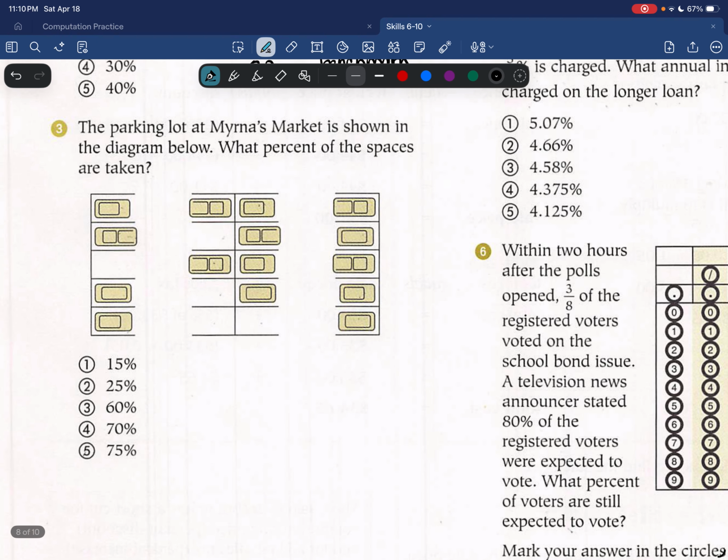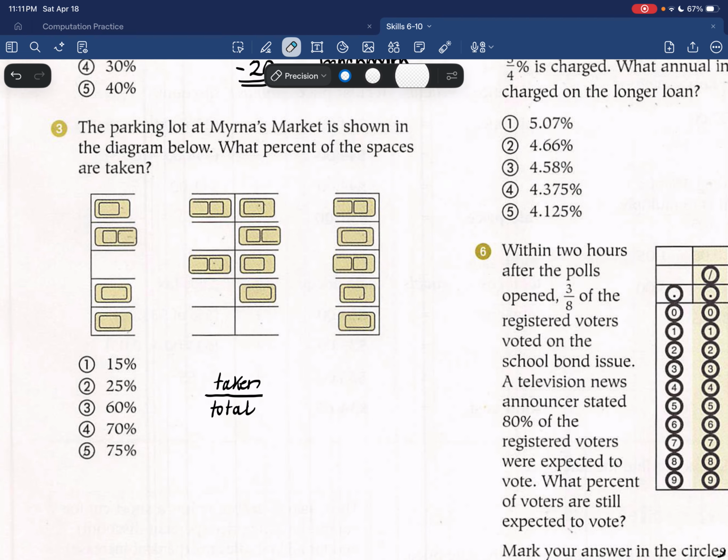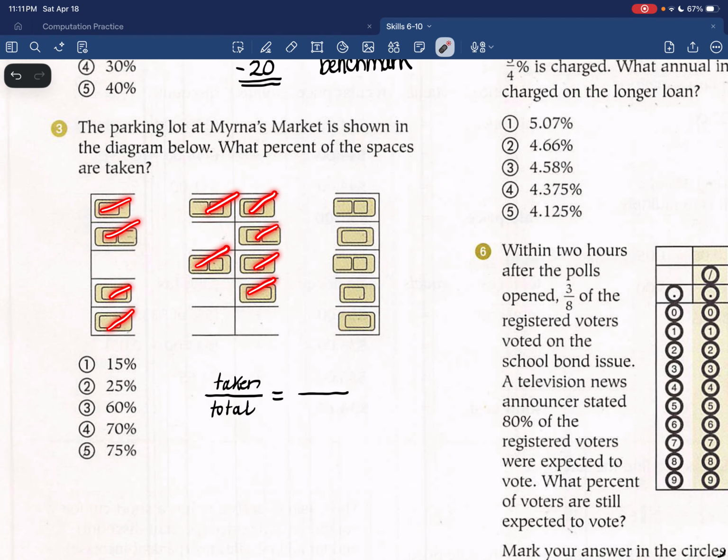The parking lot at Marinus Market is shown in the diagram below. What percent of the spaces are taken? Well, I know if I can find the total spaces, I can write a fraction. And if I can get the fraction, I can get the rest of it. All right, so let's count cars. There's 1, 2, 3, 4, 5, 6, 7, 8, 9, 10, 11, 12, 13, 14, 15 cars.